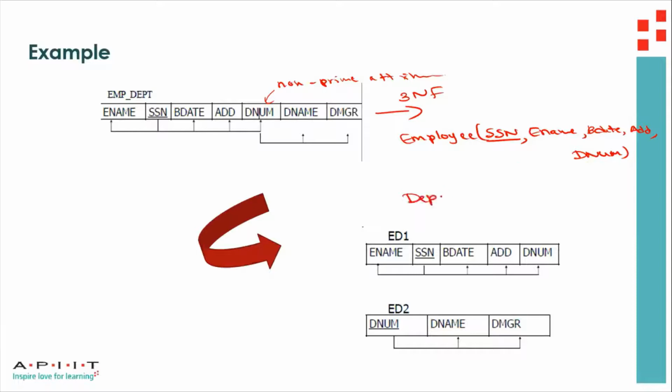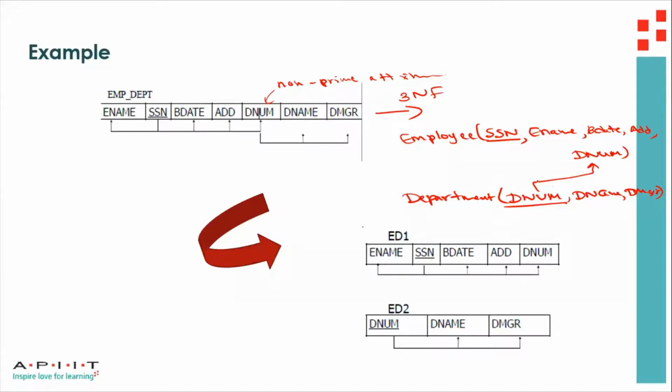And then we could have another relation called department, and there DNUM would be the primary key. So this is then a foreign key in the employee relation. And then DNAME and department manager. See, so now no non-prime attribute is depending on another non-prime attribute. No transitive dependencies are available. So that means we could guarantee we don't have any partial dependencies, so these two relations are in second normal form, 2NF, and also no transitive dependencies are there. So these relations are in third normal form.